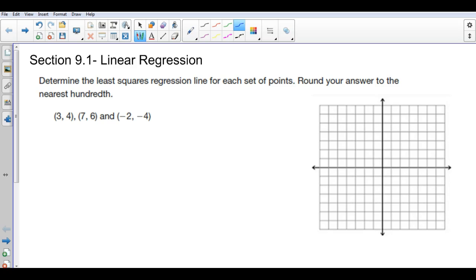So what I'm going to first do is plot these 3 points just to get an idea of where this trend line is going to go. So I'm going to find where 3, 4 is. I'm going to go to where 7, 6 is, and -2, -4.